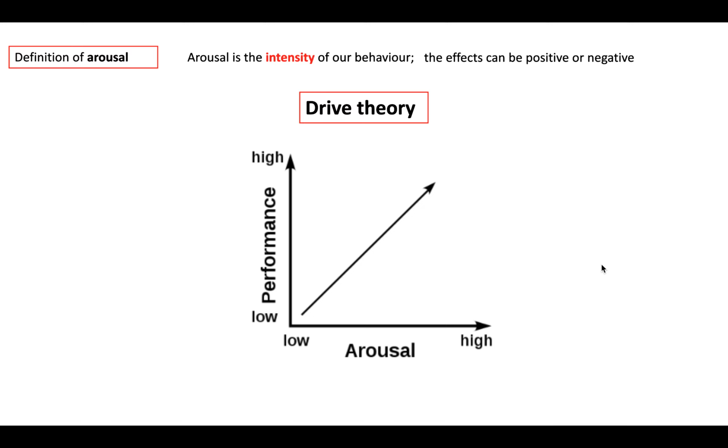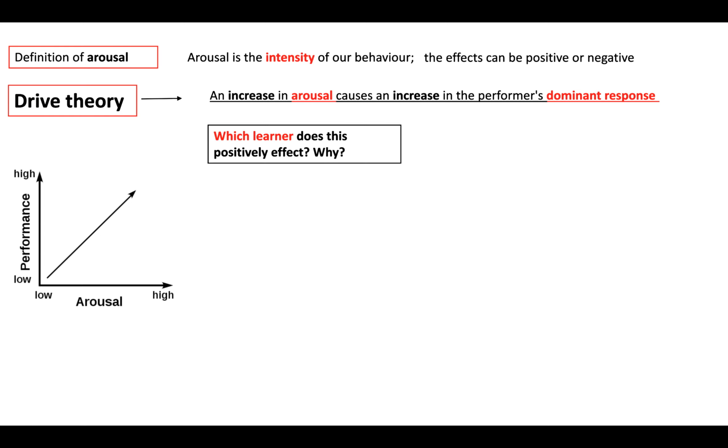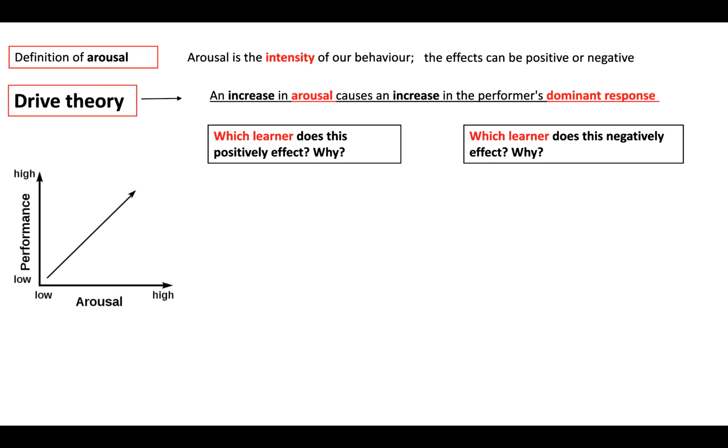However, that is slightly too simple for this theory, so all we're going to add on to it is as arousal increases, so does the performance of our dominant response. Okay, so an increase in arousal causes an increase in the performance of our dominant response, or performer's dominant response. So what we need to know about the drive theory then, alongside this, is which learner does this positively affect and why, and which learner does this negatively affect and why. We also need to know what types of skill this positively affects, and what task or type of skill does this negatively affect and why.